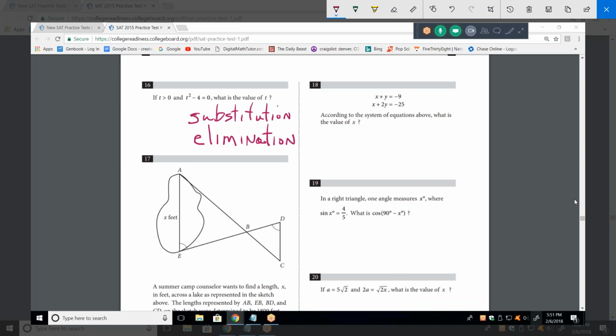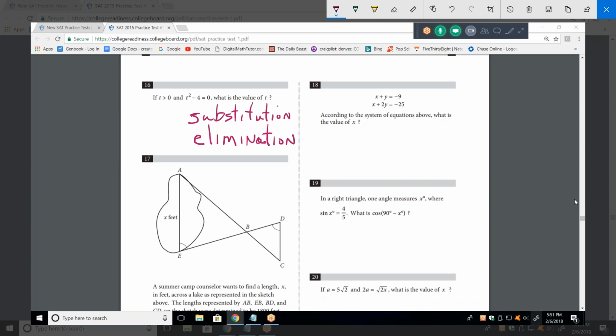Now, what should we use on this? Which method? Substitution? No. Believe it or not, the reason is that both of these equations are in standard format. And by that I mean the x and the y variable are both on the left and the number is on the right. That's standard format.